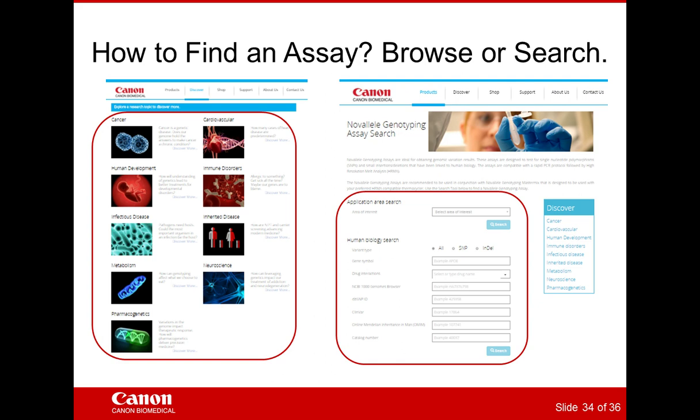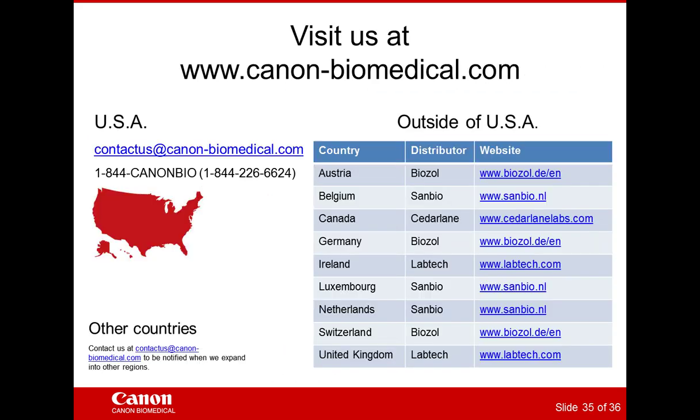Or if you have a gene of interest or a mutation of interest, you can feel free to use the search function. That's shown on the right. You can search by gene name, RSID, ClinVar nomenclature, or OMIM nomenclature, to name a few. And that can take you to your assay of interest even quicker.